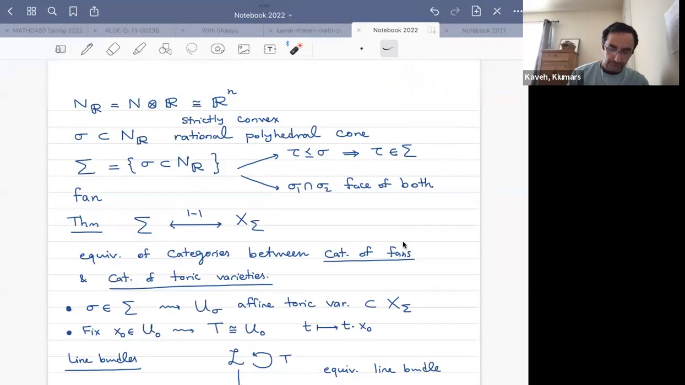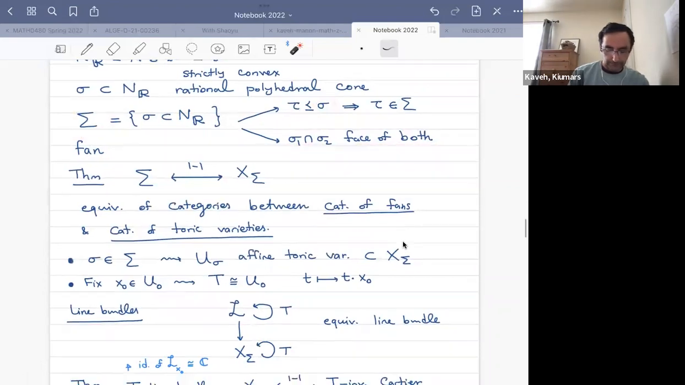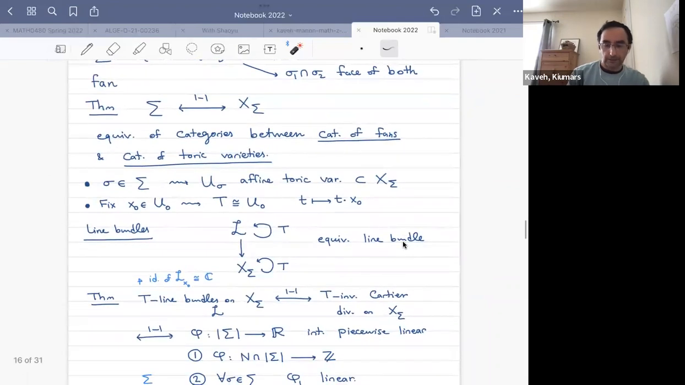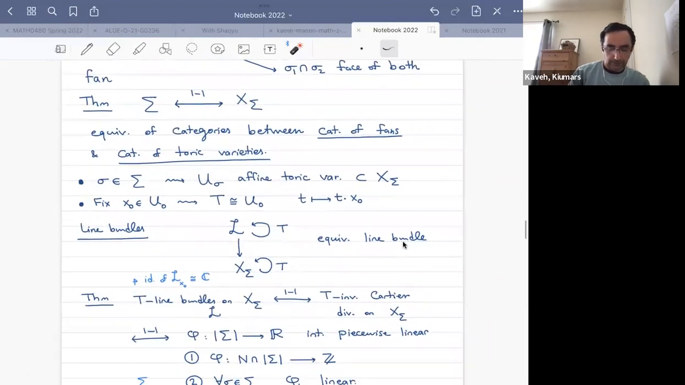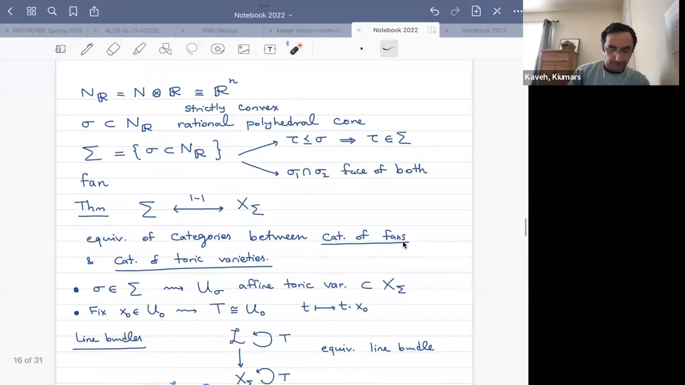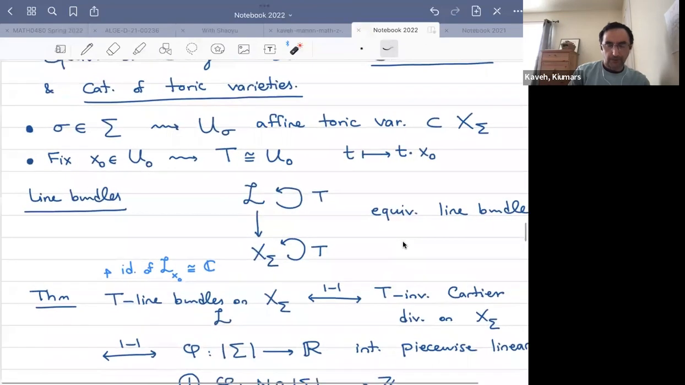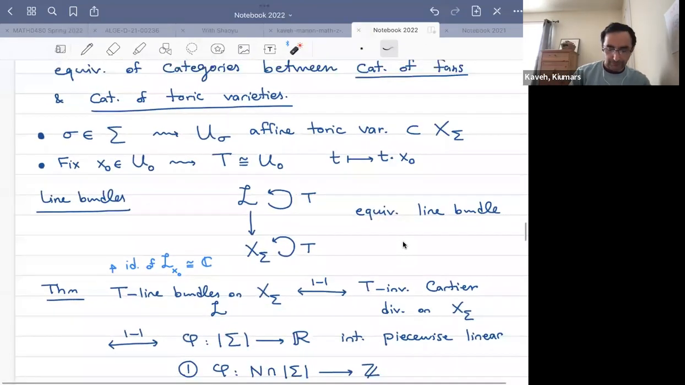This is strictly convex, but this cone is not strictly convex. It's not pointed. And then you have a finite union of these rational polyhedral strictly convex cones such that, first of all, for each cone in the collection, any face is there, and they overlap on common faces. Okay, and the standard theorem in toric geometry is that the category of fans is equivalent to the category of toric varieties. I think that hopefully is familiar for everybody.